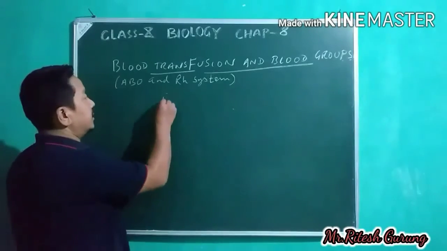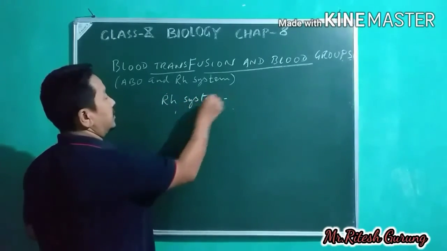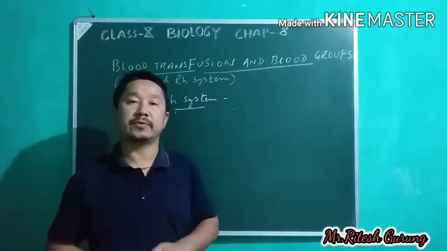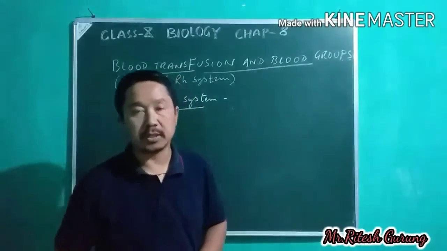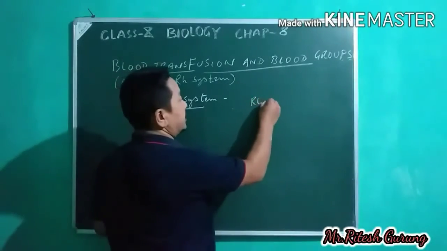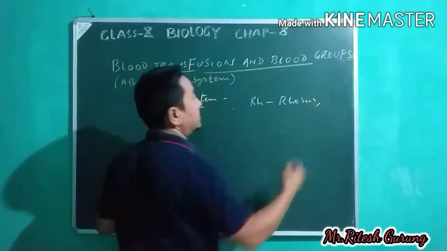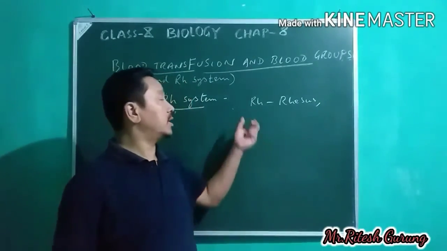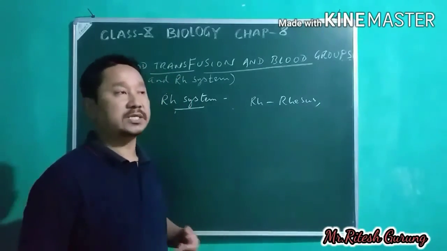We'll see the Rh system. Rh system means there is another substance in the blood which is called Rh factor. This Rh stands for rhesus, which means a common monkey in whose blood this factor was first discovered. So it is Rh factor.